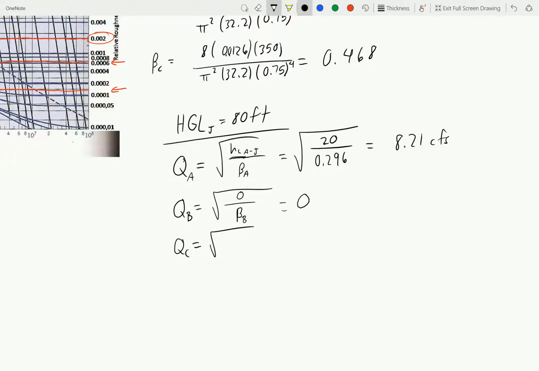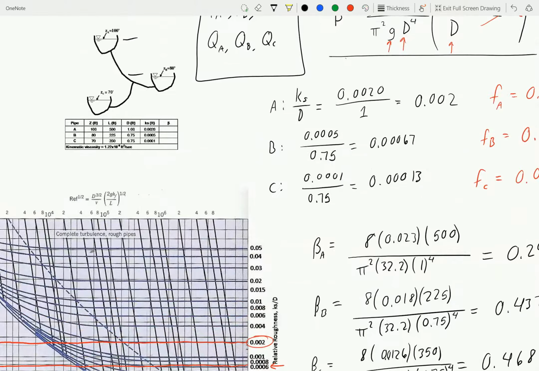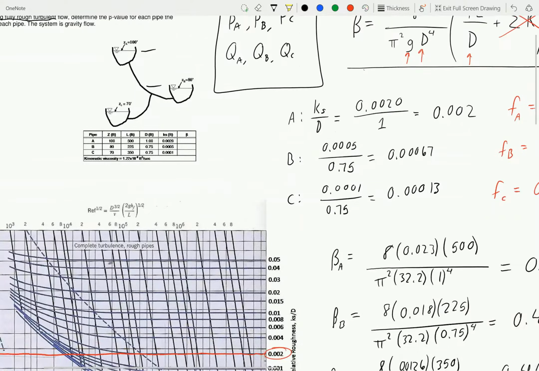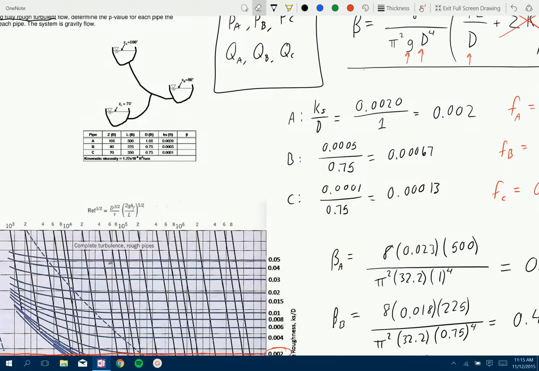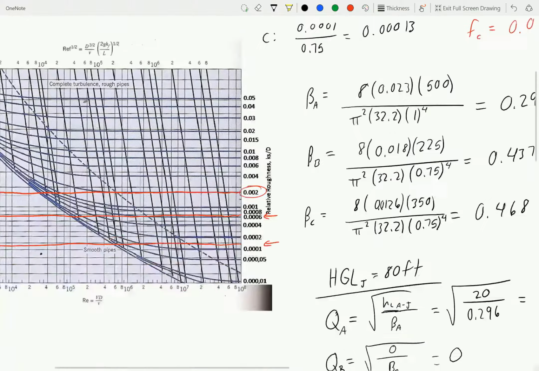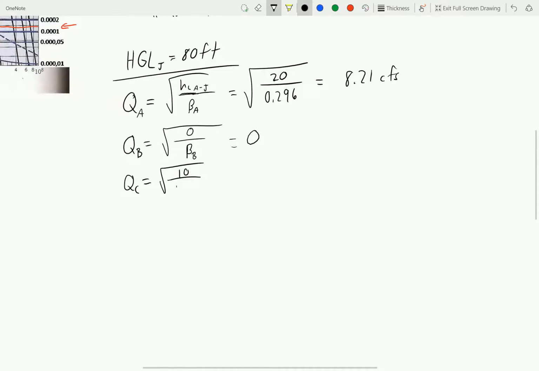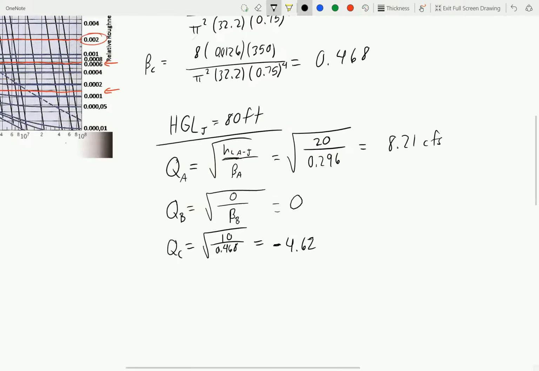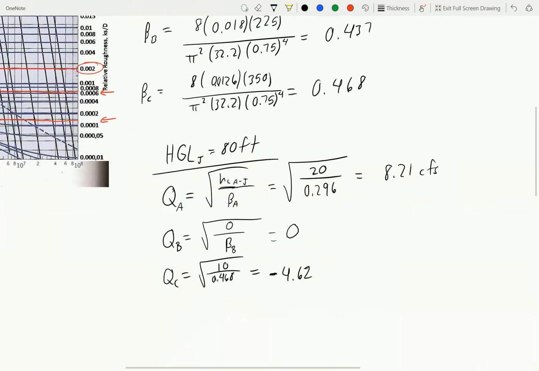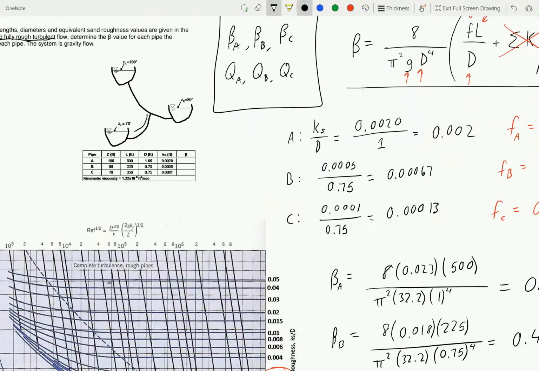And then for C, we have a head loss of -10, but in these types of problems, we only need to know the difference in elevation, not necessarily if it's going up or down. So we have just +10 over beta C, which is 0.468, and we get a discharge of 4.62, and we know that this is going to be negative simply because it's going out of J and into C. Just intuitively from the problem, we know that the flow is going to be going this way.